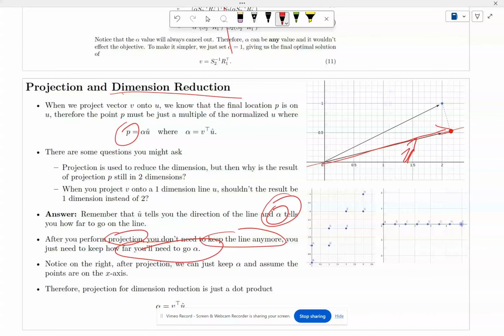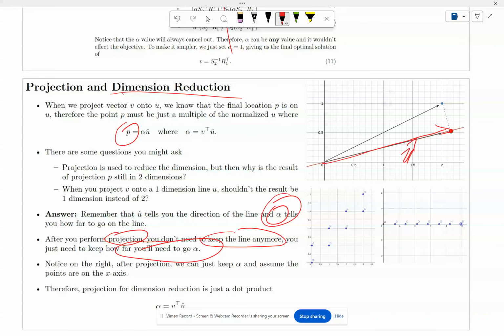So notice on the right, here we have the data, and if you perform PCA, it's going to fall like this, right? So the data does live on a one-dimensional plane, and you can just assume that. And once you know the alpha value for every single one of these points, you can just put it on the x-axis. So you do only have one dimension as a result, which are the alpha values. The alpha value just tells you how far you go. And then you can just assume it's on the x-axis, y-axis, whatever one dimension you want. It doesn't really matter. Okay?